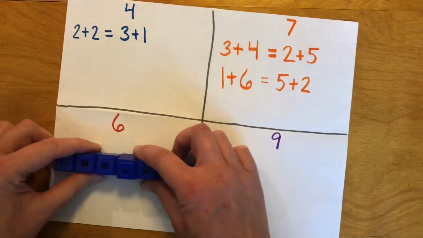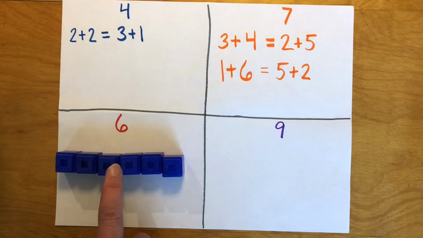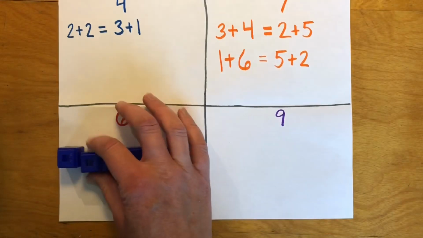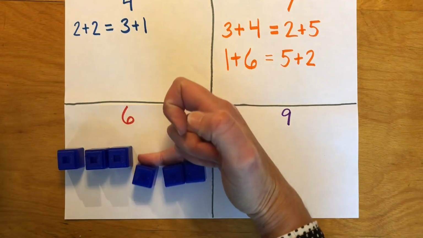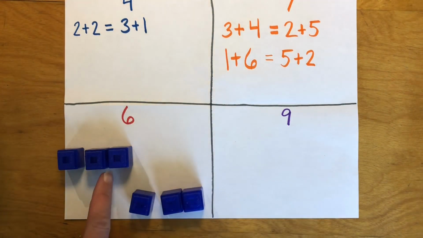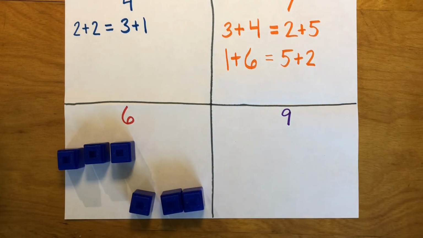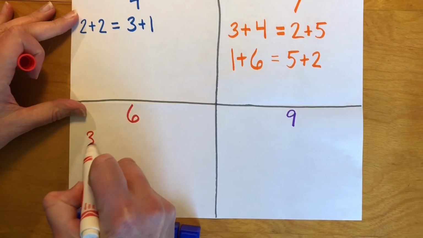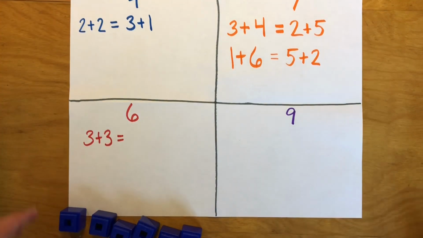Okay, we're going to move on to the 6. So I had 7. All I need to do is take 1 away. 1, 2, 3, 4, 5, 6. How could we split up these to make an addition sentence? I'm going to go like this. 3 and 3. There's one way to make 6. 3 and 3. That's one way.